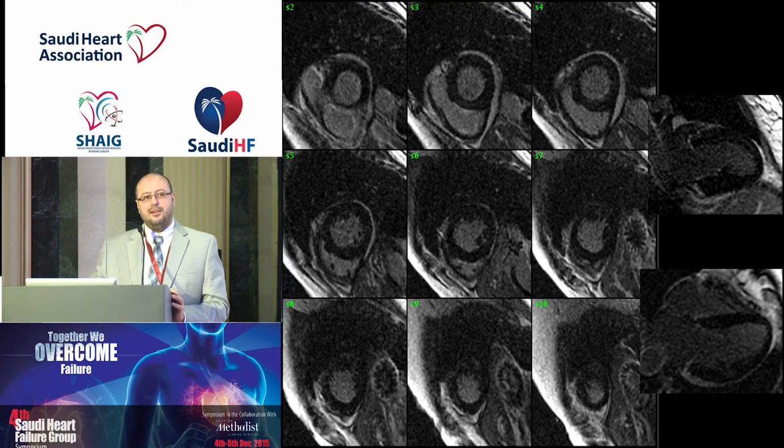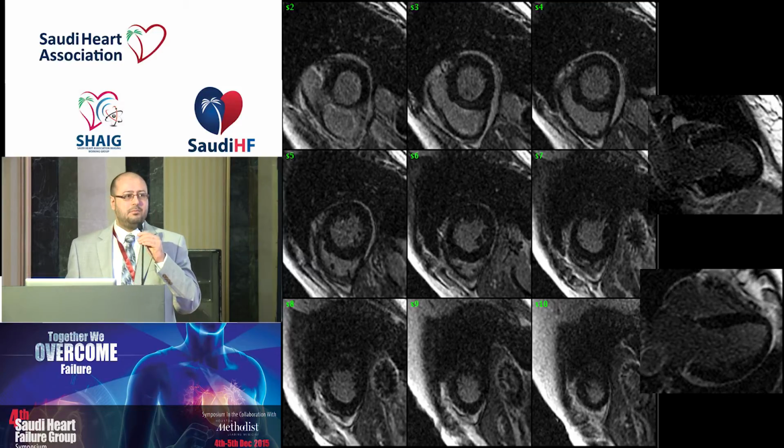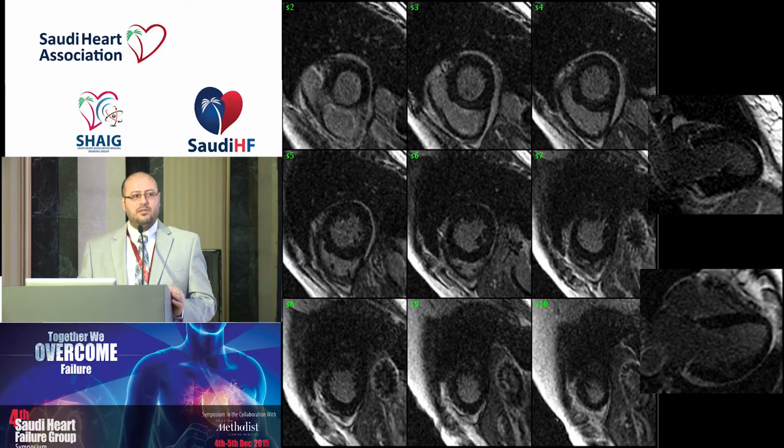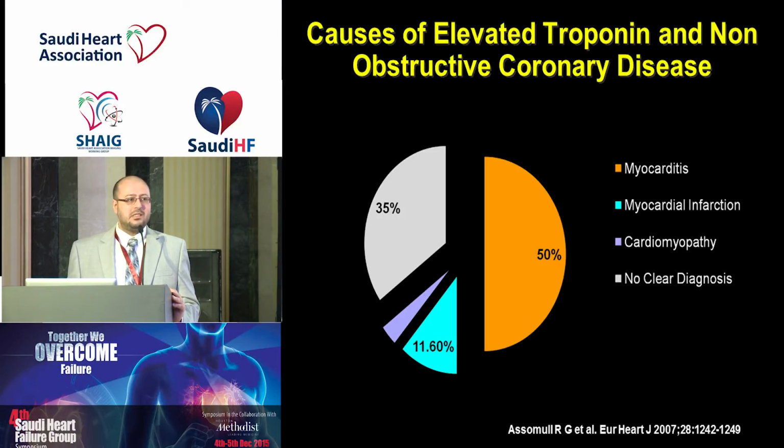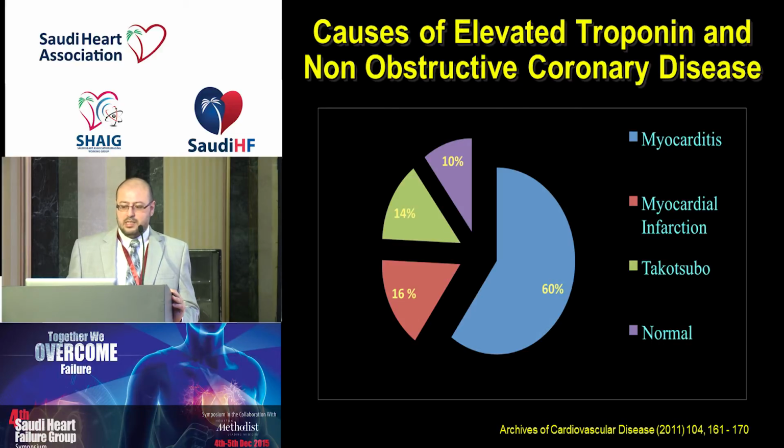So in my opinion, every single patient that has positive troponin and normal coronaries or no evidence of an obstructive lesion on cath should undergo a cardiac MRI. And there have been studies that have done that. For example, this is one series where they found that 50% of patients were myocarditis, but myocardial infarction pattern was 11.6%.